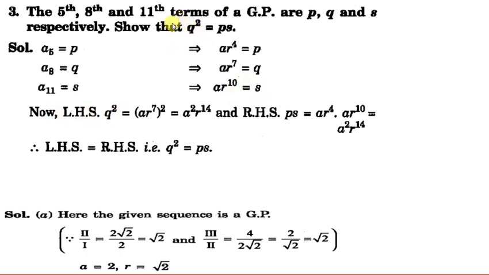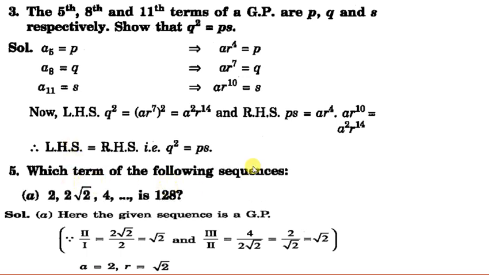Now we have to prove Q square equal to PS. So let us take first Q square. Q square means AR to the power 7 whole square. That becomes A square R to the power 14. And on the right hand side we have PS. So multiply the first and third equation. We get AR to the power 4 into AR to the power 10. That is also A square R to the power 14. It means Q square equal to PS.